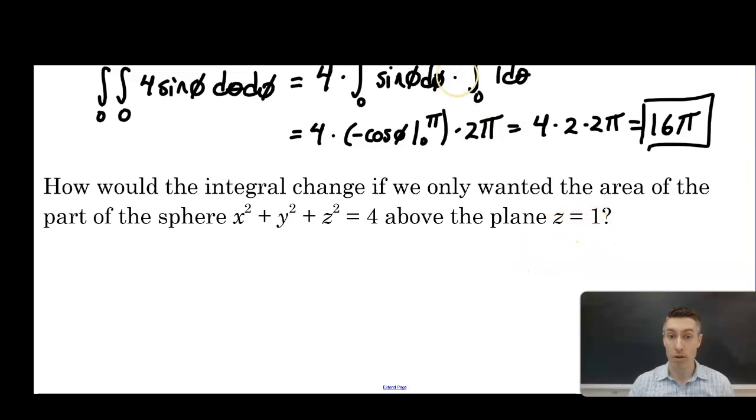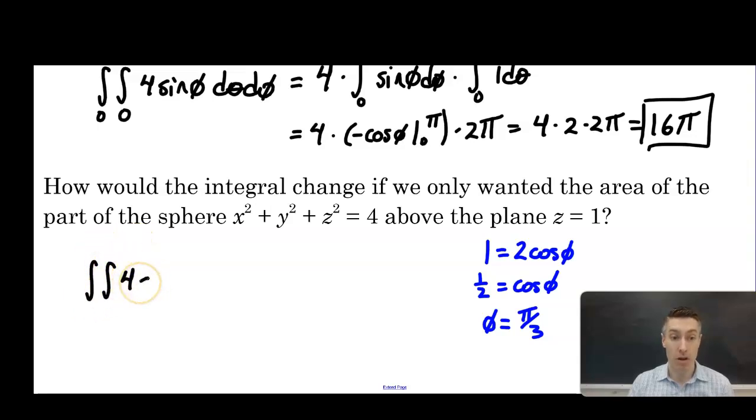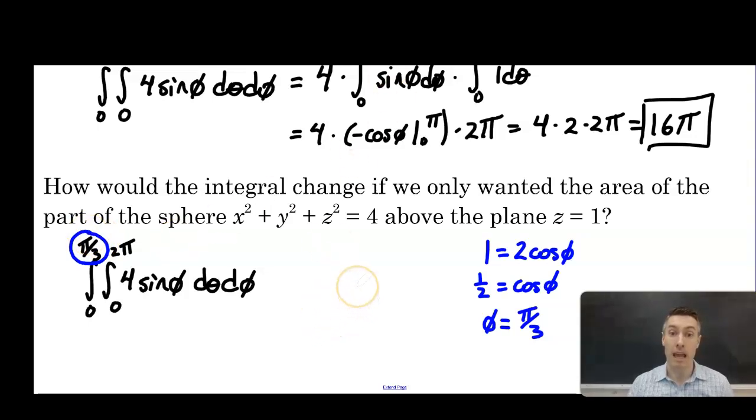So z equals 1. If we take the z component of our parameterization, that means that 1 equals 2 cosine phi. So 1/2 equals cosine phi. And that means phi equals pi over 3. So how would we change the integral? Well, we're going to change the bound on phi. So we're still taking the double integral of 4 sine phi d theta d phi. The magnitude of that cross product doesn't change. But now theta goes from 0 to 2 pi, and phi goes from 0 to pi over 3. So just to highlight, that upper bound of integration is changing. And that will give us the area of just this portion above z equals 1.